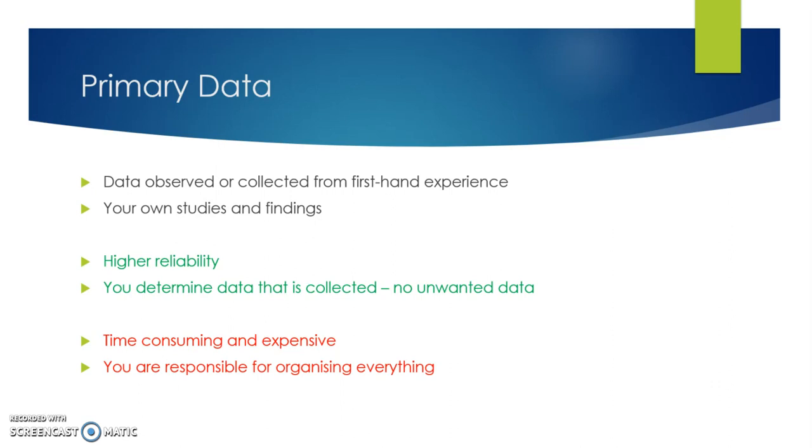The next section of this presentation is looking at the 2 types of data that can be found. The first is primary data, which is data that is observed or collected from first-hand experience, meaning that you have carried out the study and gathered the findings yourself.